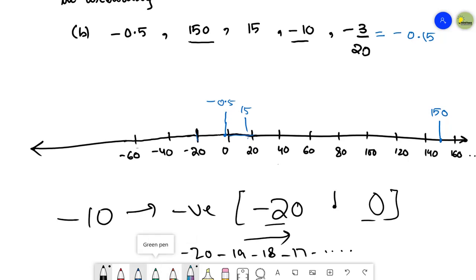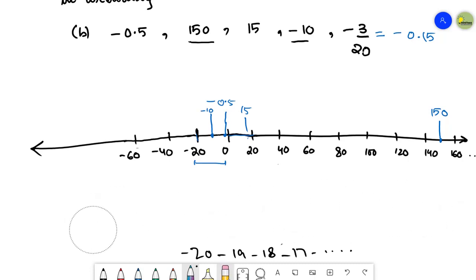So let's find out where the position would be. This is your minus 20 and this is your 0. So the middle point would be over here. Just draw a line and mark minus 10 on it like this, right? Okay, the last value. Let's see where the last value could be placed.